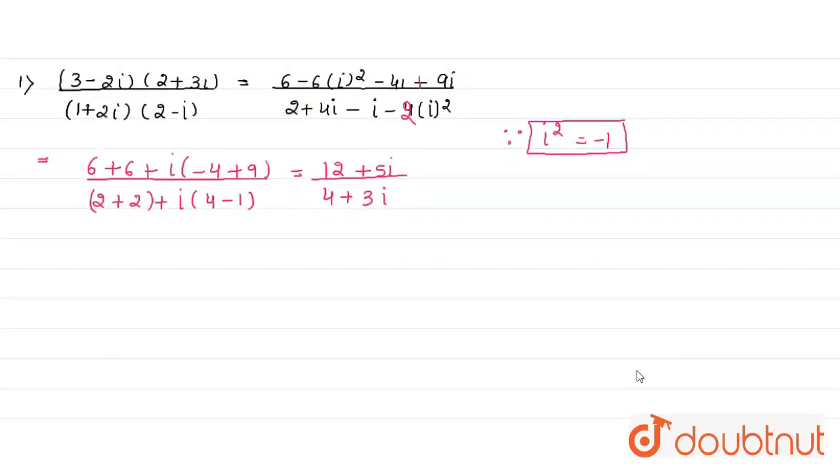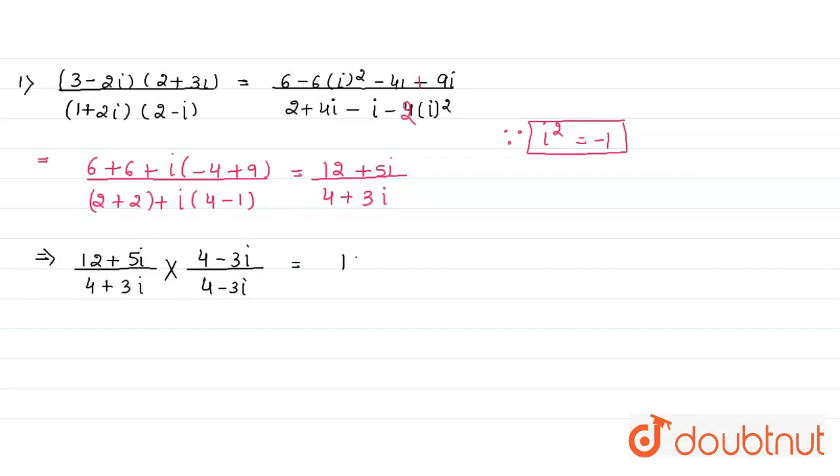Now the next step would be, as there is an i in the denominator, we have to convert it into a real number, because there should not be an imaginary part in the denominator. So we will just multiply it by its conjugate. Now we have 12 plus 5i divided by 4 plus 3i, and 4 minus 3i, we just change the sign, and again we will multiply them, right?